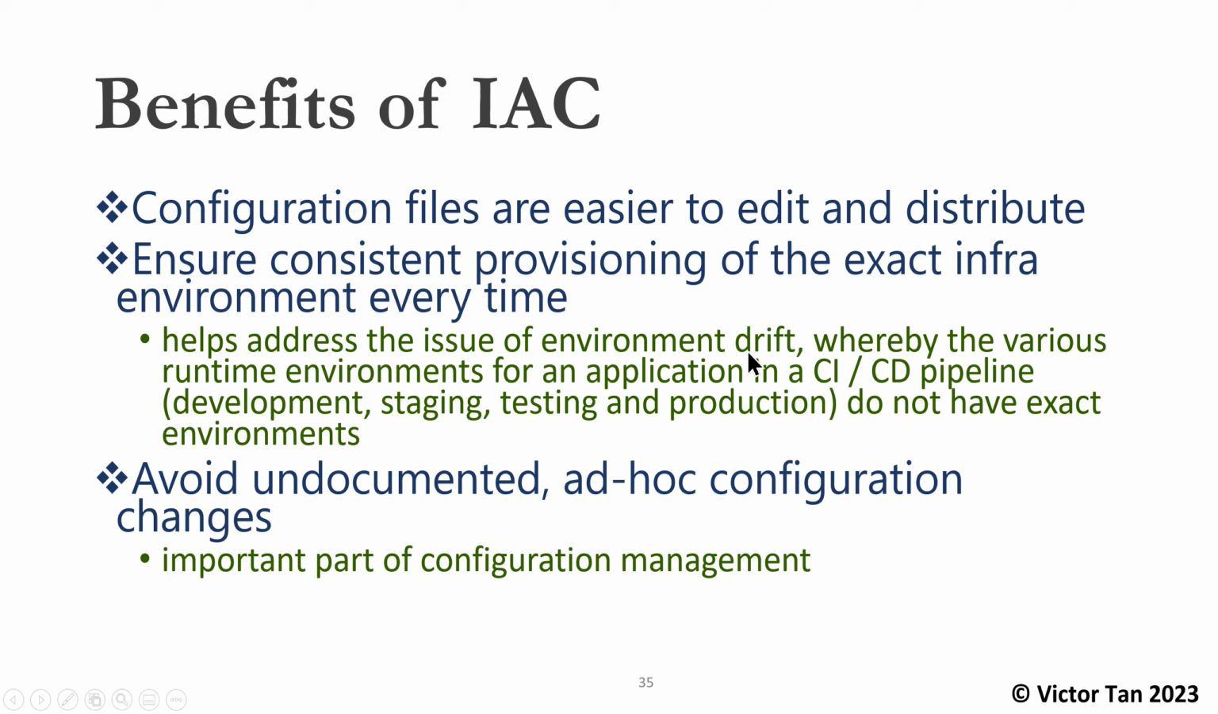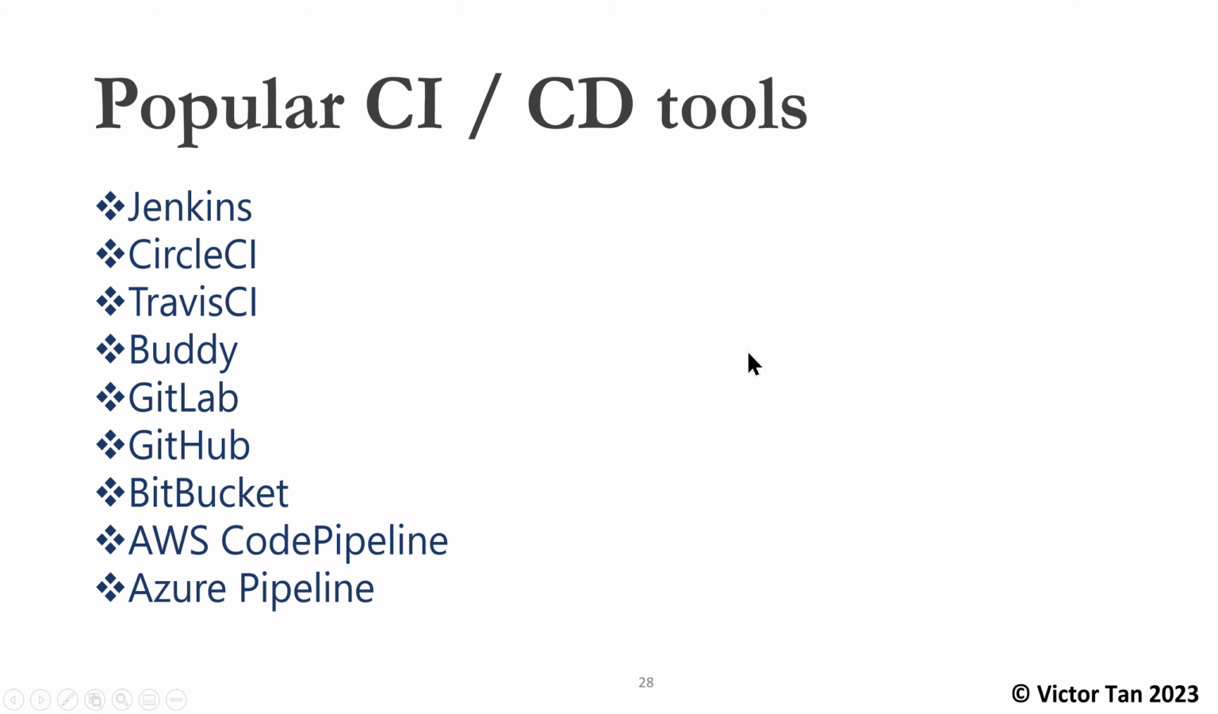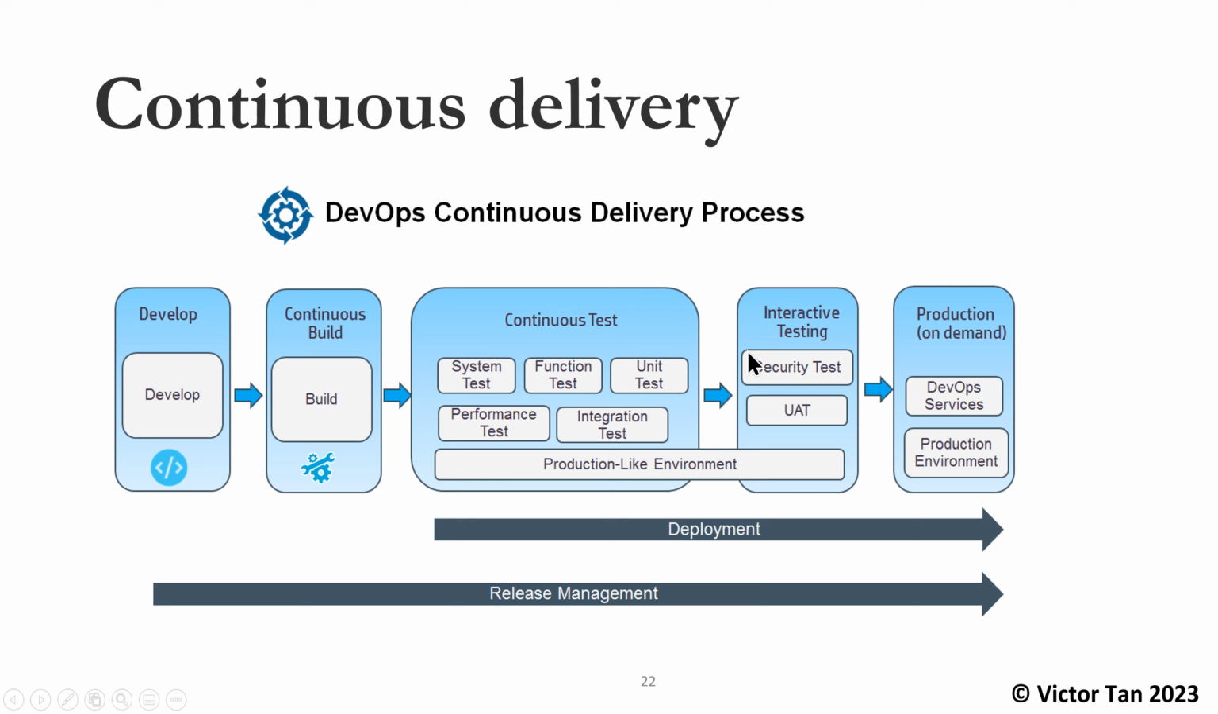Okay, what is environment drift? Okay, so we go back here to my original CI/CD pipeline. Okay, so the environment drift is like this. Let's say you have a bunch of servers that you use to do your build on. You have a bunch of servers that you use to do your testing on, or your staging process on, and you have a bunch of servers that you use to do your production on.